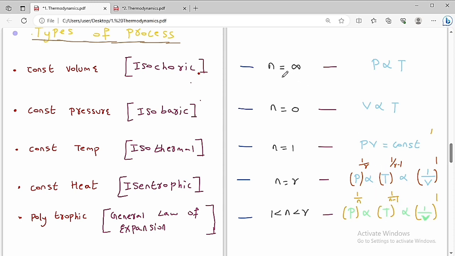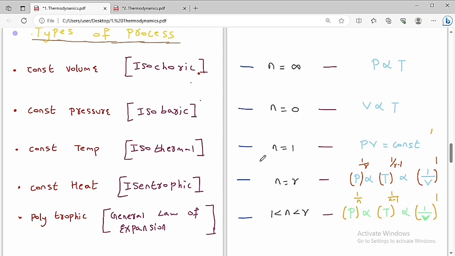So now, what is the meaning of N? N means basically the slope. N is the slope of the graph, of the PV graph. P is on the y-axis and V is on the x-axis. So for a constant volume, you are going to get a vertical line. For a vertical line, what is the slope? Infinity. That is the reason N is equal to infinity for the constant volume process. For the constant pressure, if you draw the PV diagram, we are going to get a horizontal line. For a horizontal line, what is the slope? It is nothing but 0. So these two things we can easily get with the help of the concept.